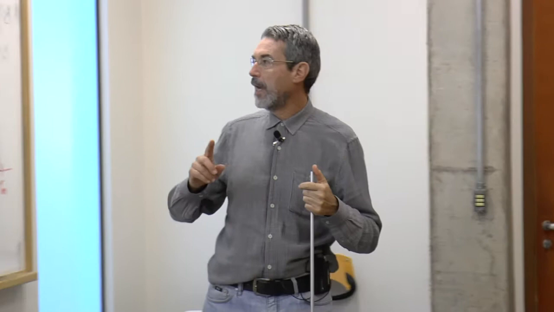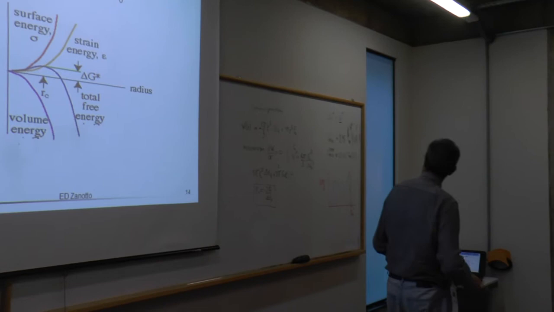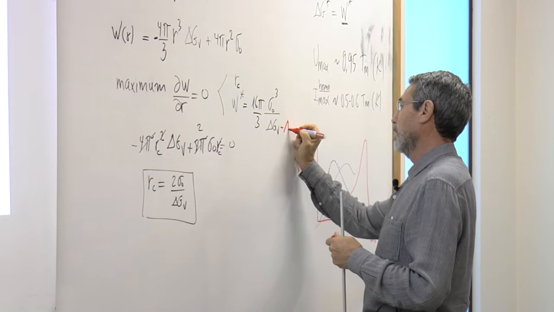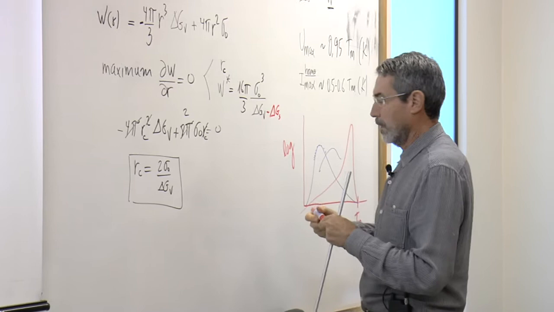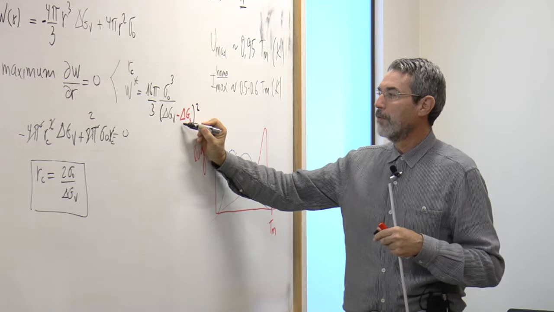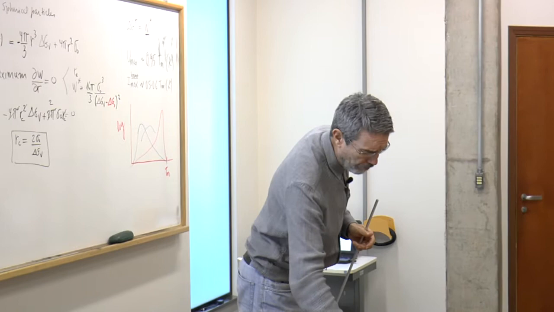Of course, this is neglecting the strain energy term. We can also include the strain energy term here. If we include it, then this will be minus delta G strain energy to the second power. Later on, I'm going to show you the effect of including the strain energy, but for the time being, I'm going to neglect it because it seems to be a reasonable assumption.